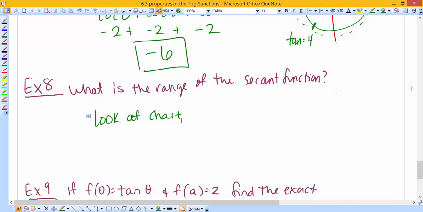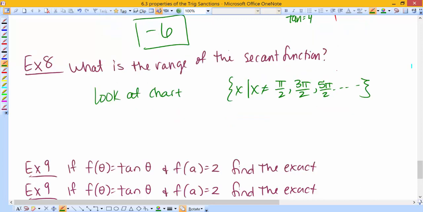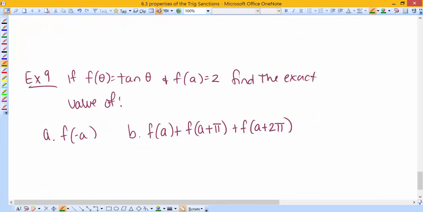So x such that x cannot equal pi over 2, 3 pi over 2, 5 pi over 2, and on and on. And this actually goes in the negative direction. Negative pi over 2, negative 3 pi over 2, negative 5 pi over 2. It keeps going and going. All right. Example 8, last example.